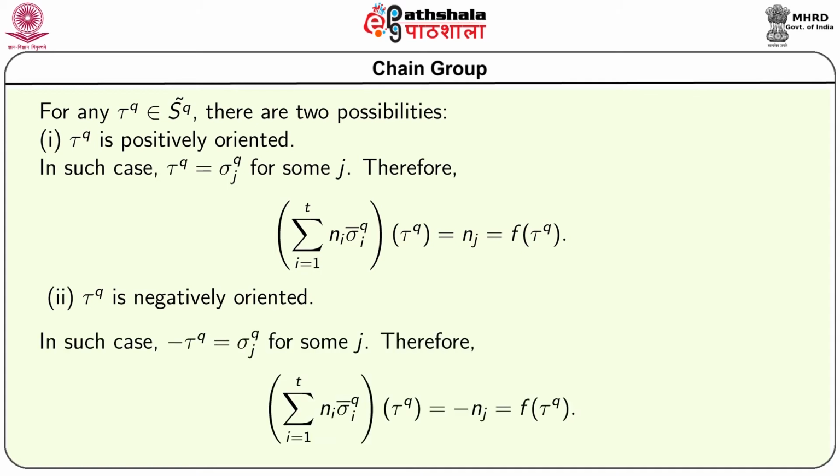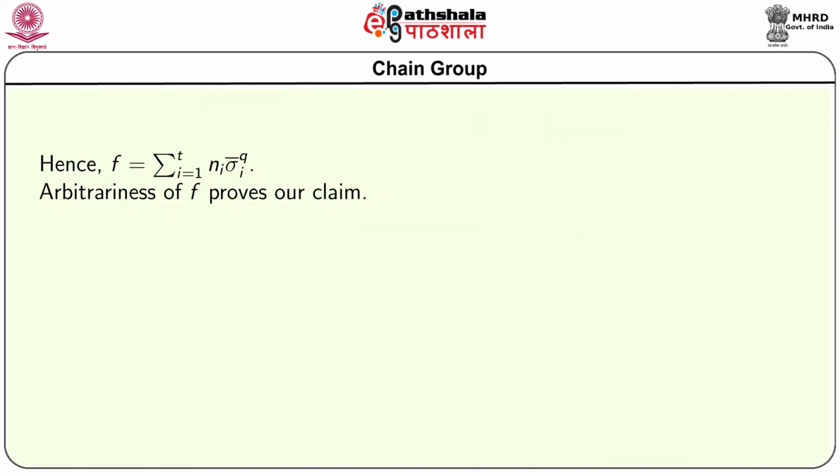In this case, minus tau q will be sigma qj for some j, and therefore summation ni sigma q bar i, i equal to 1 to t, operating on tau q is equal to minus nj, and that is equal to f of tau q. So, in any case, for every tau q, we get that the element summation ni sigma q bar i operating on tau q gives us the same element as f operating on tau q. Hence, f is equal to this particular element. Now, since we have chosen f arbitrarily, it proves our claim.